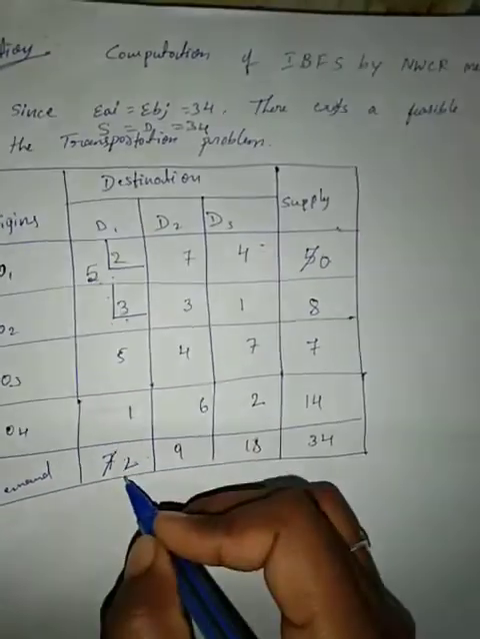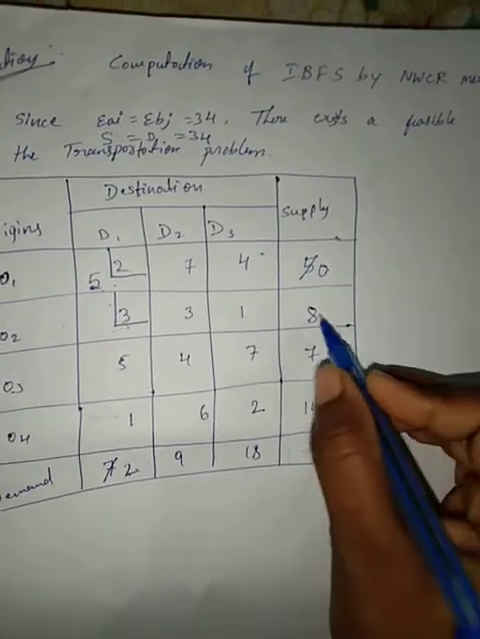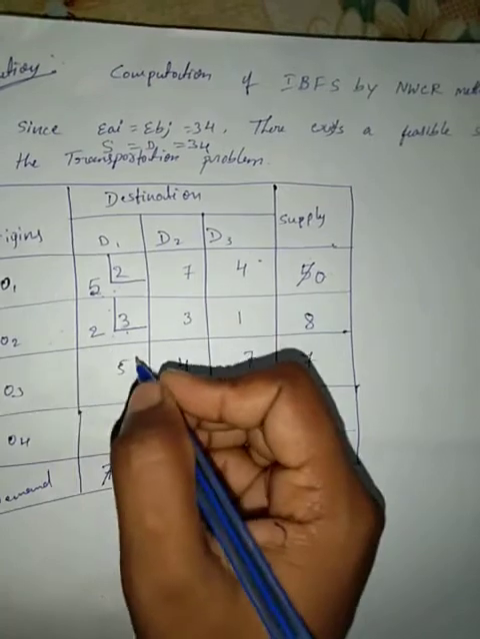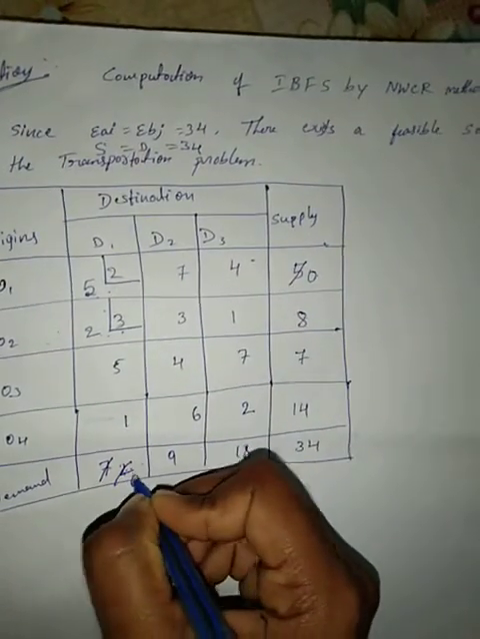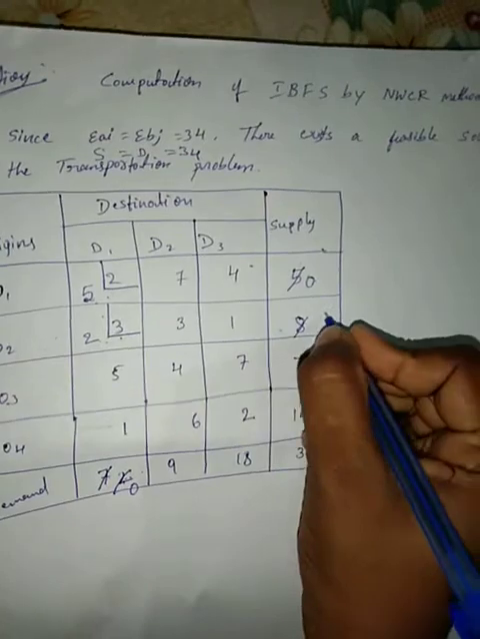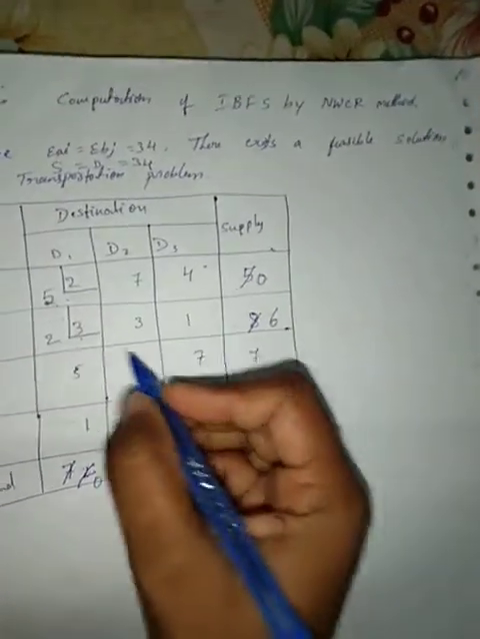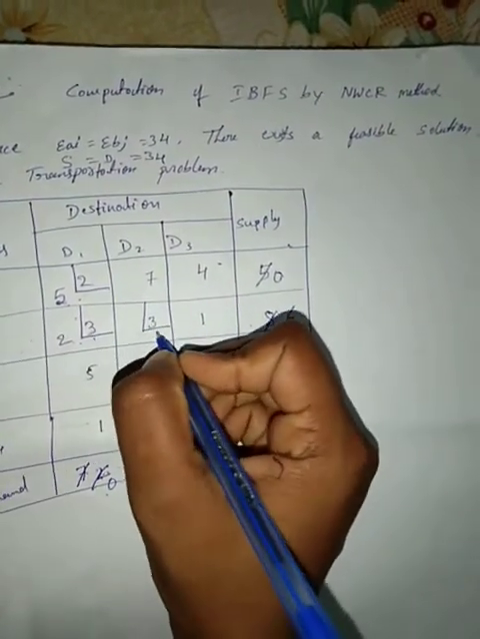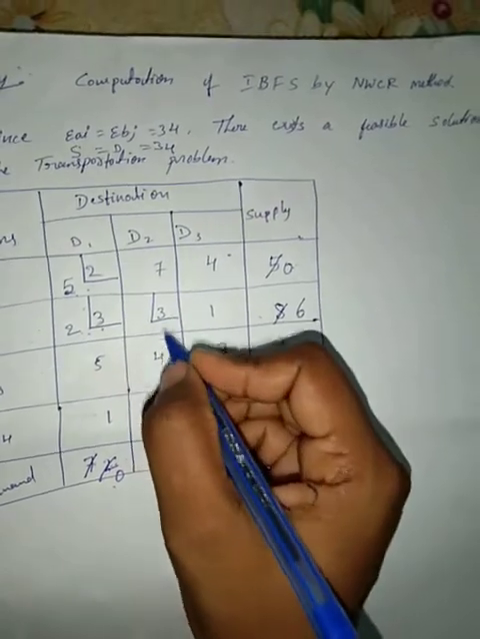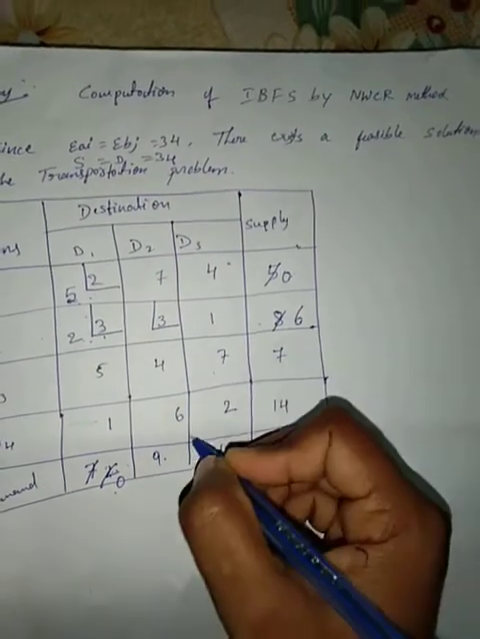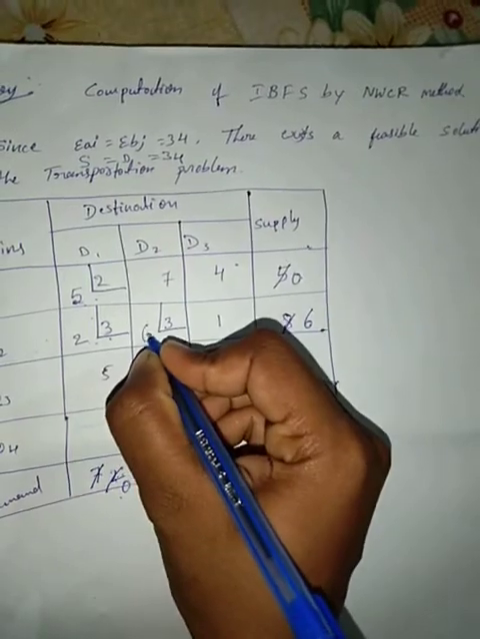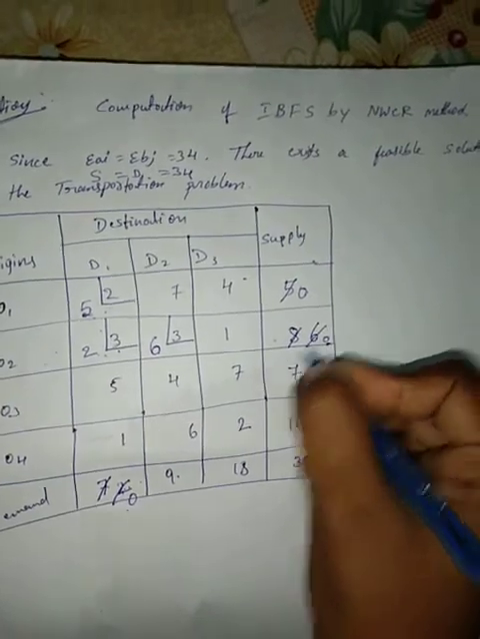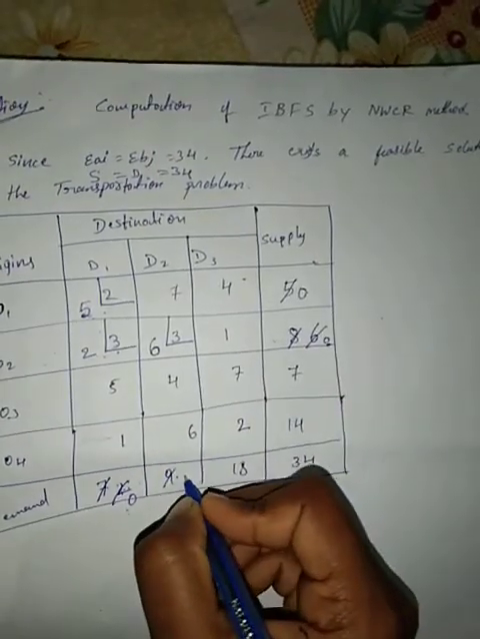So we allocated the minimum rim value from 2 and 8. Under these two values, 2 is the minimum value. 2 minus 2 is 0 and 8 minus 2 we get 6. And if the allocation is equal to demand, then we move horizontally. This is the next allocation, and here 9 and 6. Under these two values, 6 is the minimum value, we allocate 6 here, and 6 minus 6 is 0, 9 minus 6 we get 3.